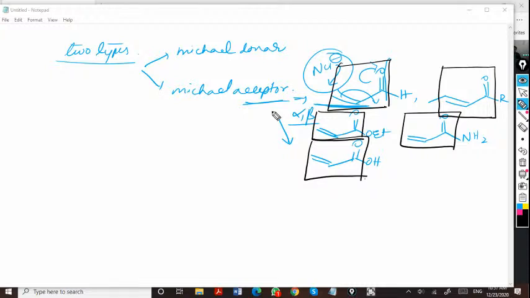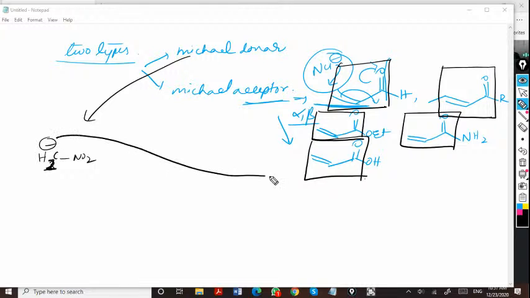Then what could be the donor? Donors will be nucleophiles. For example, if I take nitromethane, this has an acidic proton. After removal of H plus, it becomes a nucleophile. So this can attack on the carbonyl system to result in Michael addition.